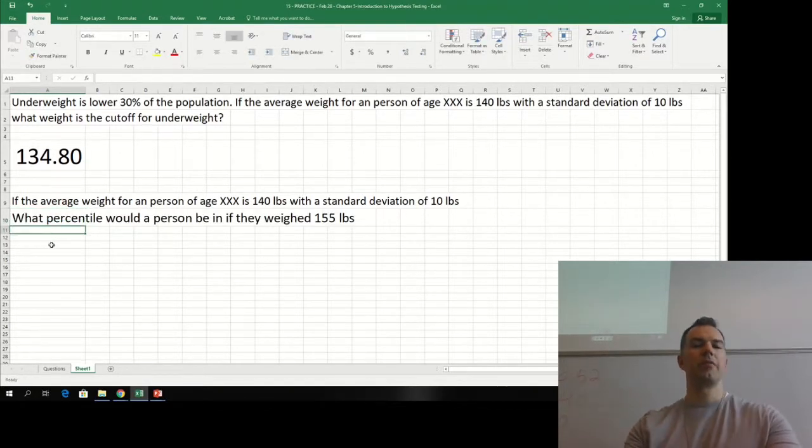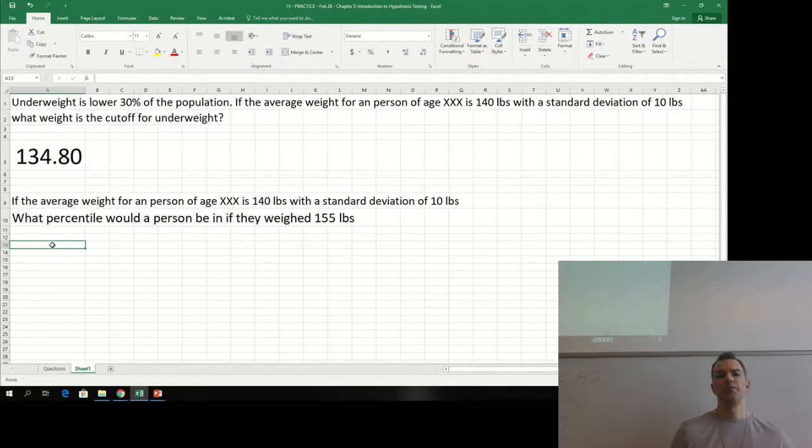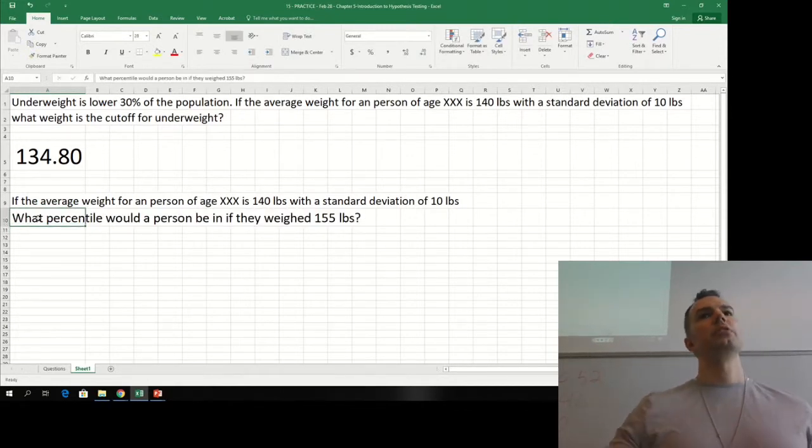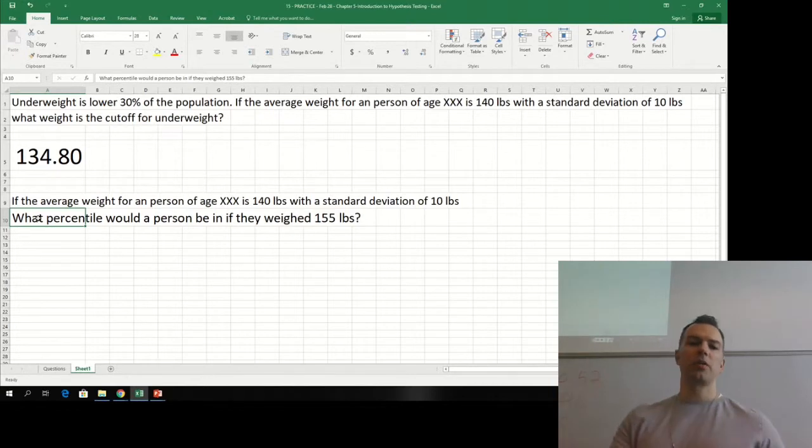So once again, first thing you want to do is make your decision, which type of a question is this? So in this case, we have a raw score being given to us, and we're being asked for a percentage. So this is the opposite case. We're starting with a raw score. We're being asked for a percentage. Step number 2 is always going to be draw your distribution.